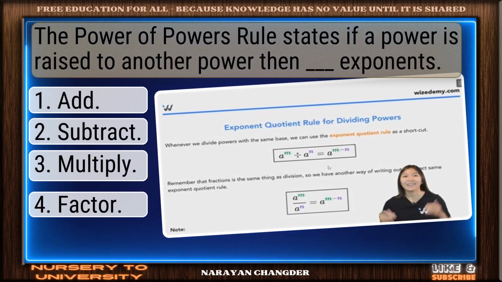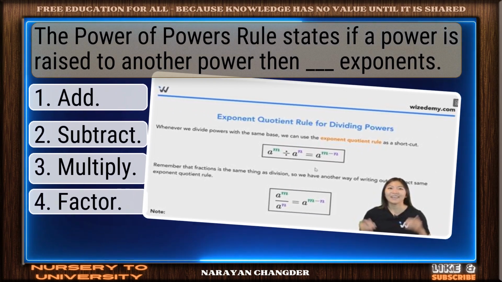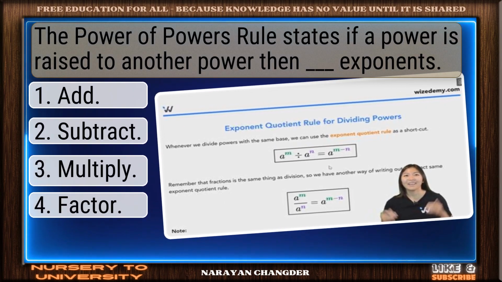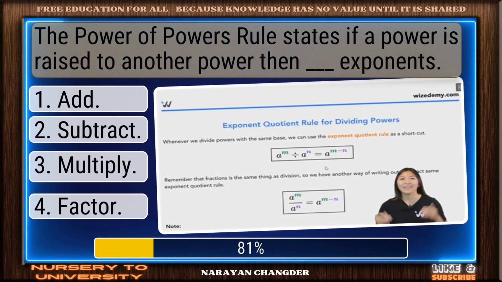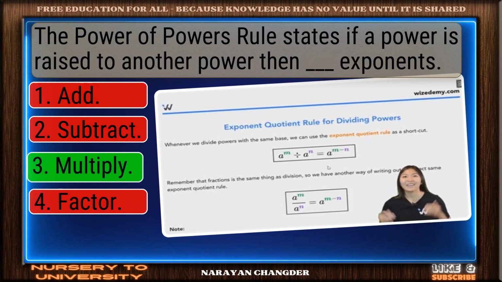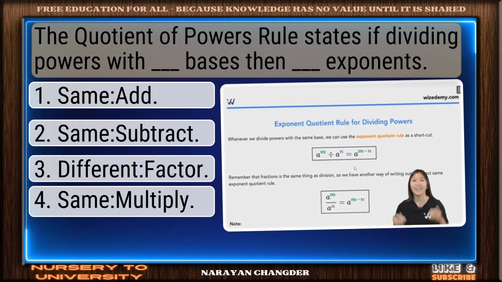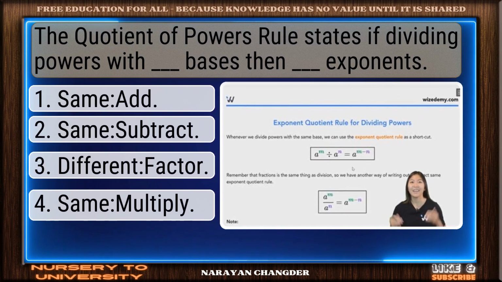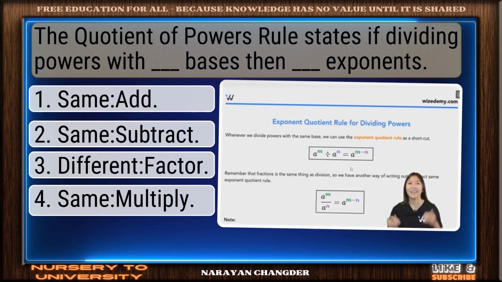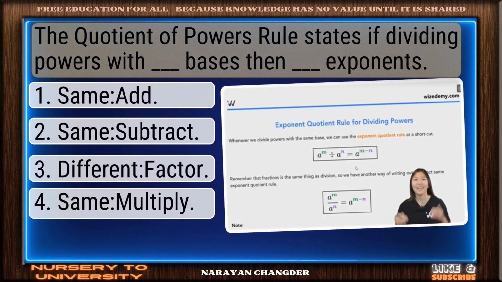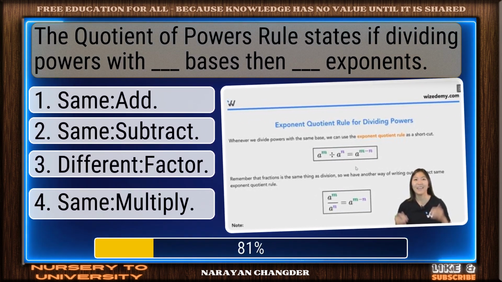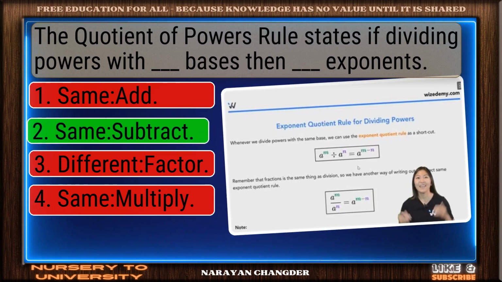The power of powers rule states if a power is raised to another power, then dash exponents. Strong choice. Multiply is the right answer. The quotient of powers rule states if dividing powers with the dash bases then dash exponents. You got it. Your choice same.